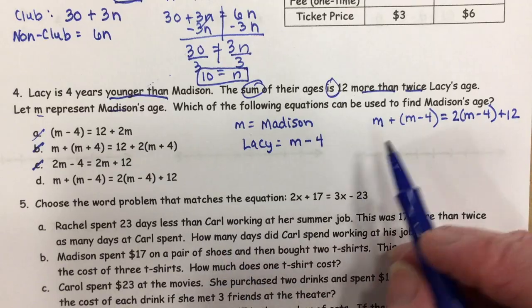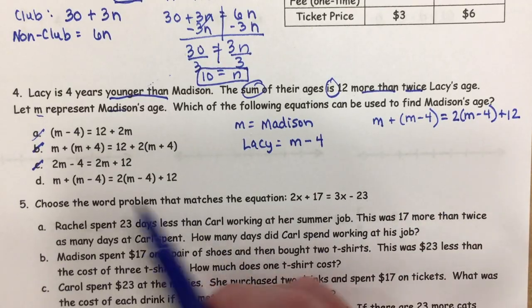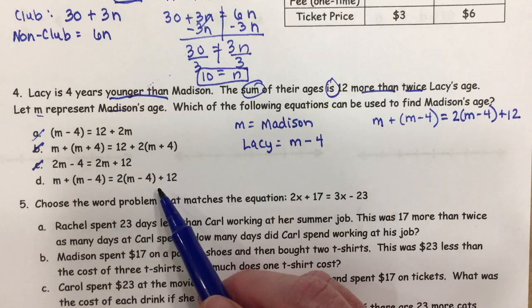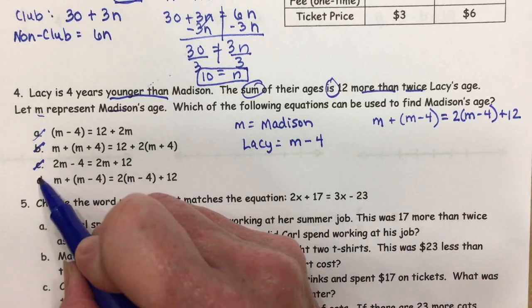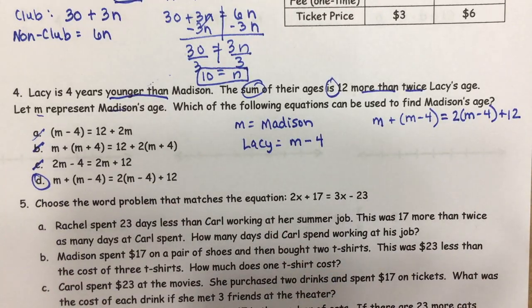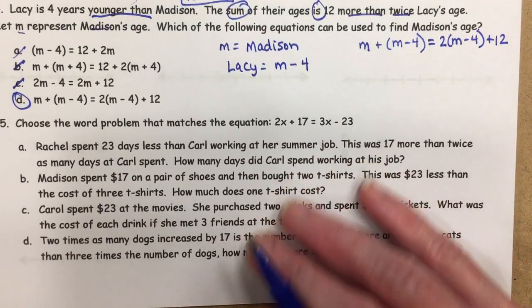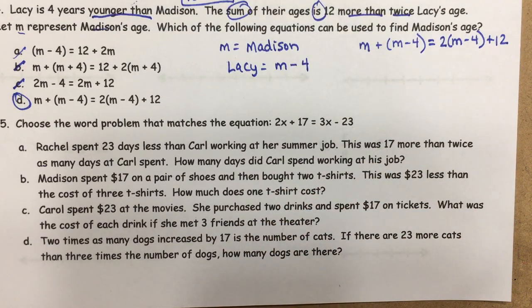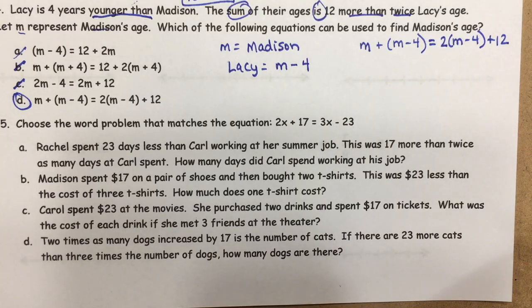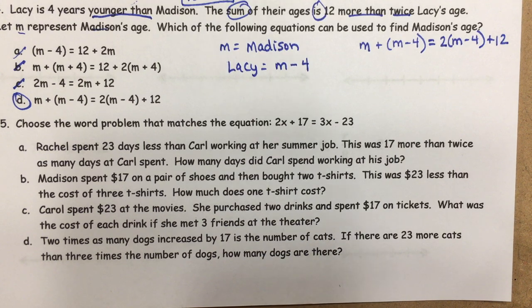And then the last one is m plus m minus 4. That's what I have here. 2 times m minus 4. That's what I have here, plus 12. So D matches what I have, so I'm going to go with D as my answer. And then the last one, it says, choose a word problem that matches the equation 2x plus 17 equals 3x minus 23. So A says Rachel spent 23 days less than Carl working at her summer job. This was 17 more than twice as many days as Carl spent. How many days did Carl spend working at his job?